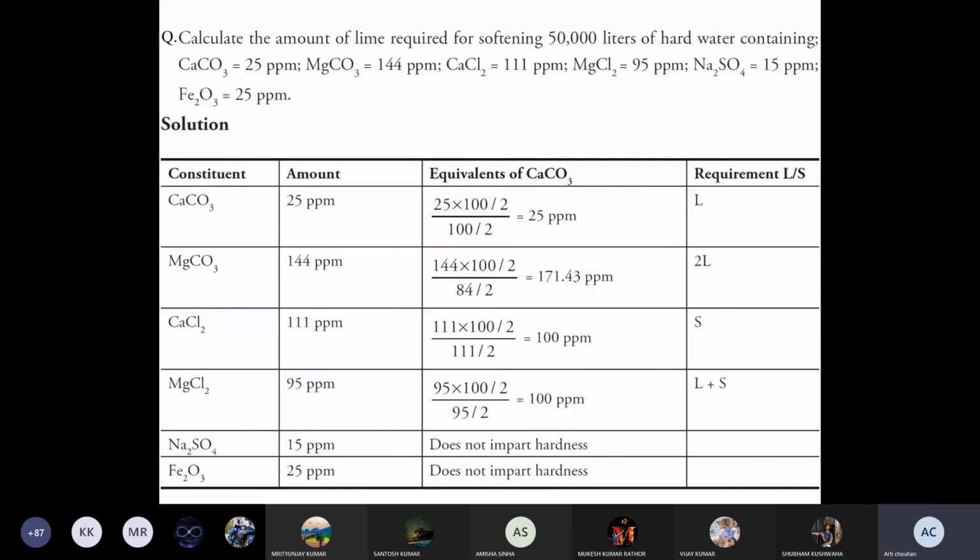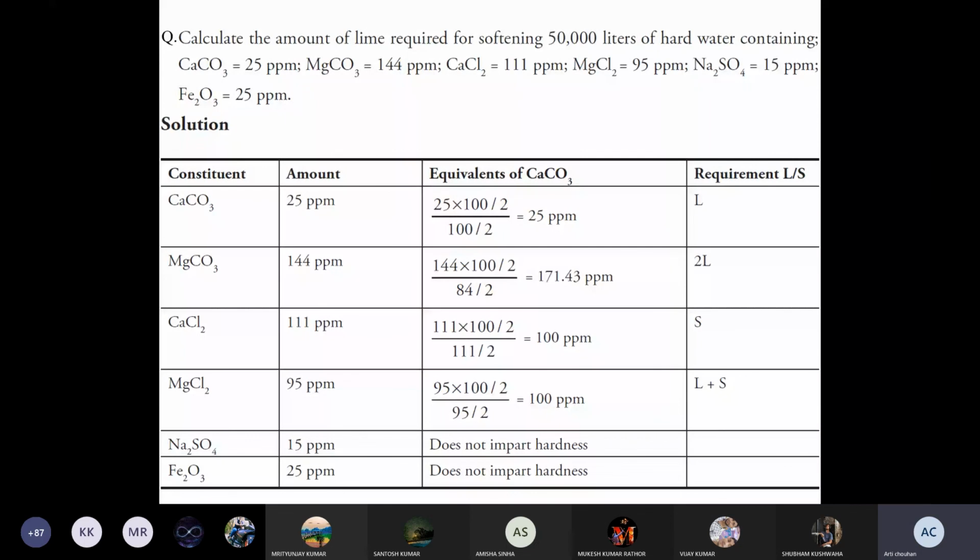Okay, so after that, for the requirement of lime and soda, by knowing the chemical reactions that happen there, you can write the requirement of the lime and soda. If you do not want to write these, you can skip that particular column. Sodium sulfate and ferric oxide are not imparting hardness, so there is no need to convert that value in terms of calcium carbonate. You can skip that part.